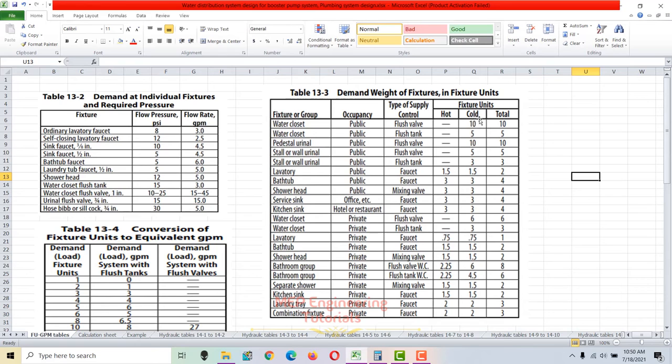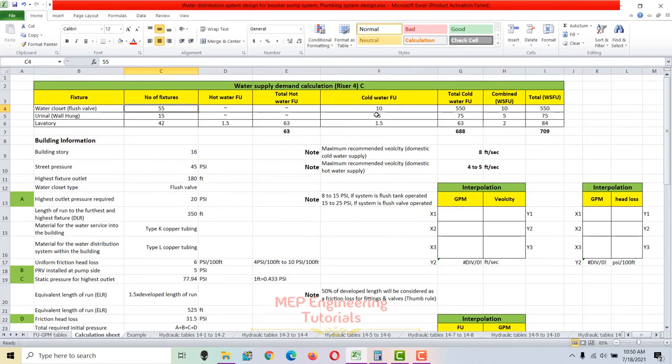The fixture unit value is 10 in the case of a water closet with a flush valve, and the total fixture unit value is 10. So we write the cold water fixture unit as 10, and combined it's also 10. The combined water supply fixture unit value is also 10. How will we get the total cold water fixture unit? We just need to multiply the number of fixtures with each fixture unit value, and we'll get the total cold water fixture unit value.